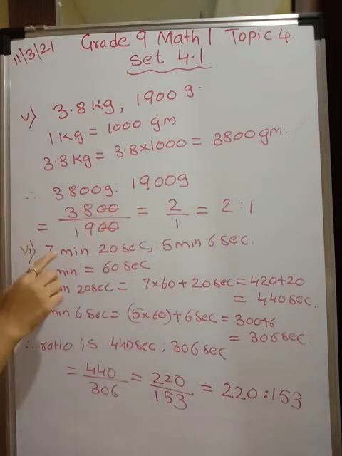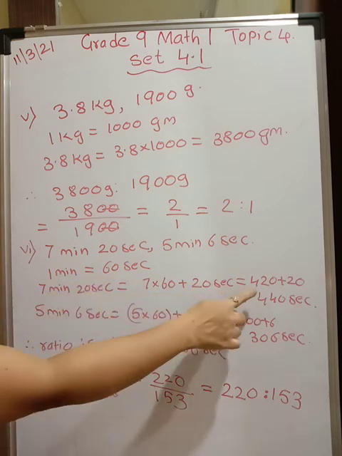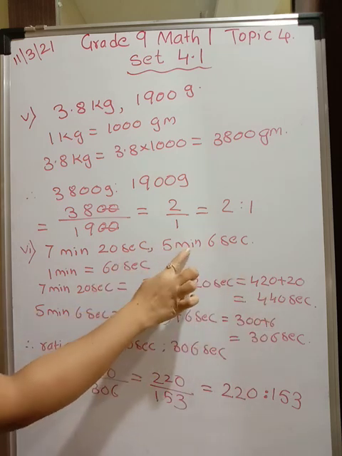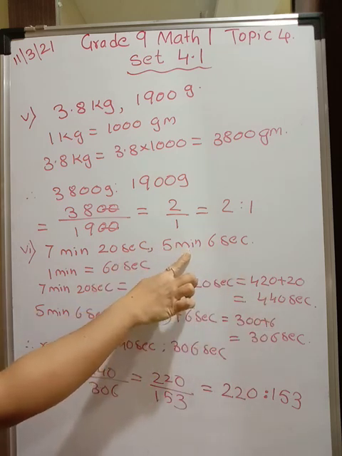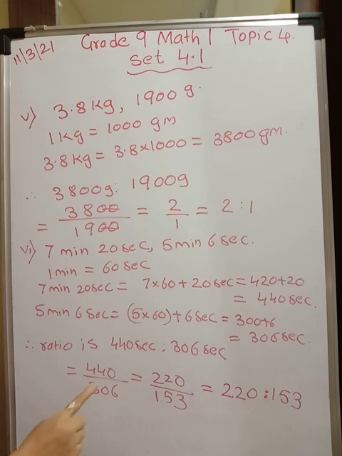In the last question, see, minutes and seconds. We know 1 minute is 60 seconds. So 7 minutes will be 7 into 60, which comes out to be 420 seconds. Plus this 20 comes out to be 440. In this case, 5 minutes is nothing but 5 into 60, that is 300 seconds. Plus 6 becomes 306 seconds. So the actual ratio is 440 seconds to 306 seconds. So 440 upon 306, it can only be divided by 2 because 153 is a prime number. Further you can't divide. So 220 to 153 is the reduced form of the ratio.